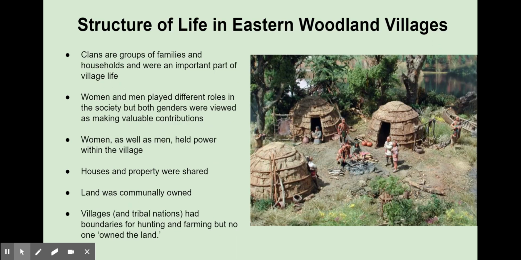Let's take a look at how the Eastern Woodland tribes organized their villages. Clans were large family groups and were an important part of village life. Although there were differences among tribes, we can make some generalizations. Within a tribe, men and women had different roles, but both were viewed as making valuable contributions. Women and men both had positions of power within the village.